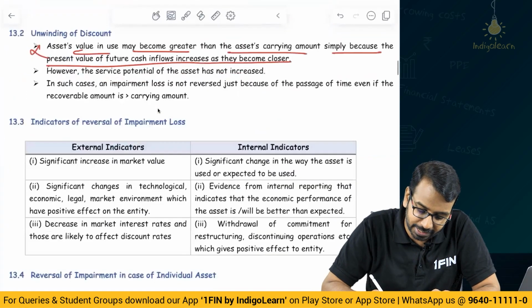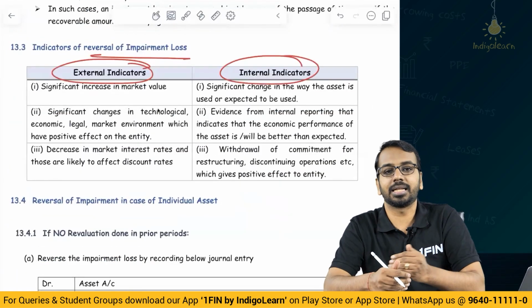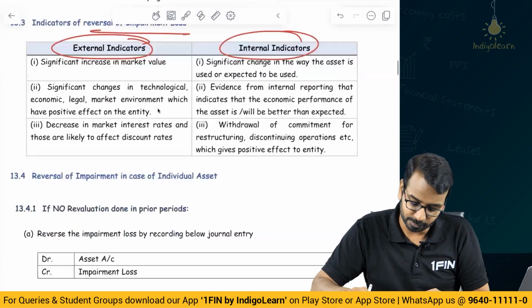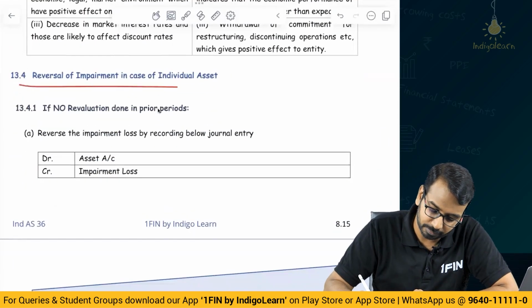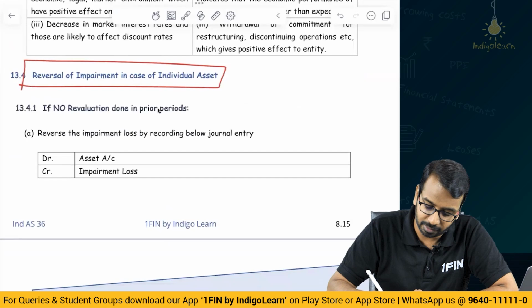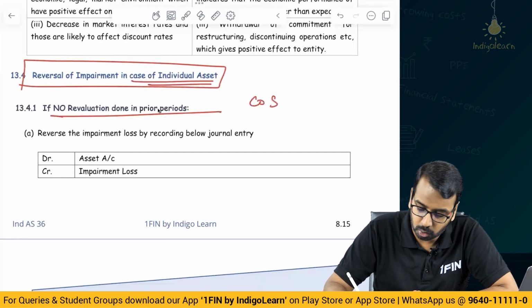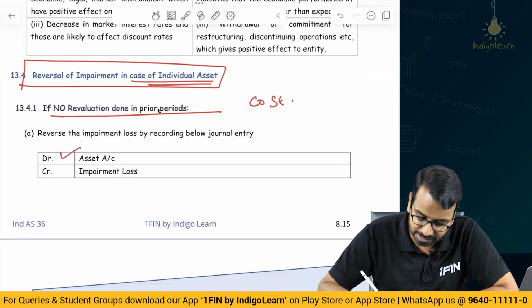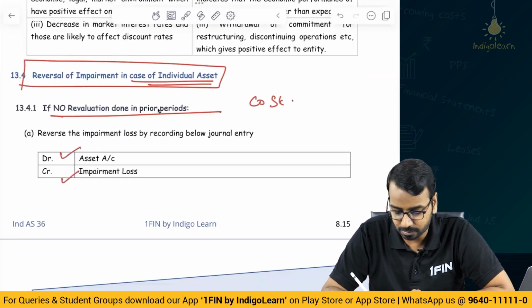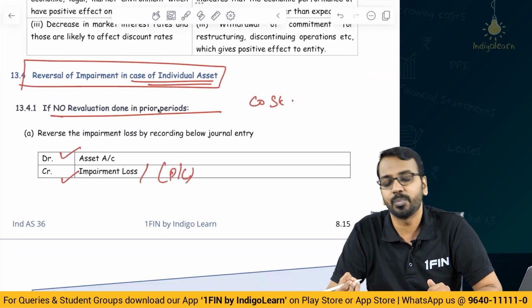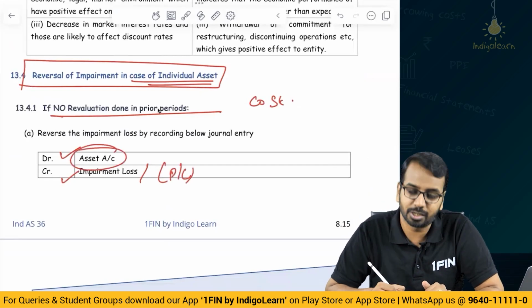So, you have to look at indicators both external and internal. These are nothing but exactly the opposite of the impairment indicators. Now, very important, this treatment. Reversal of impairment in case of an individual asset. If there is no revaluation done, meaning you are following the cost model, you will increase the value of the asset and you will credit impairment loss, or you can say you can create an impairment gain. This will be recognized in P&L. So, very simple, add it to the asset.